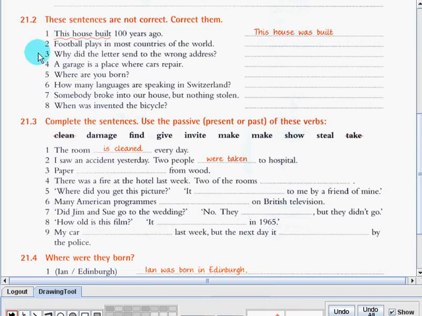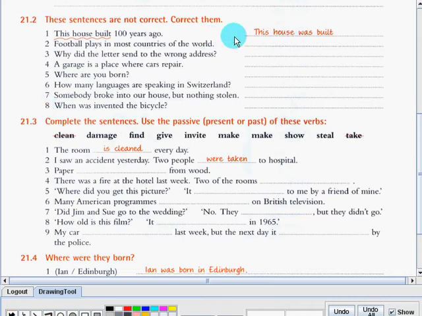Now let's have exercise 21.2. These sentences are not correct, so we have to correct them to form passive sentences, okay? Whether it's in the present passive or past passive. Alright? Now, I will give you 2 to 3 minutes. You can pause this video for more than 2 to 3 minutes, alright? And you can start answering this, then afterwards we'll check, alright?